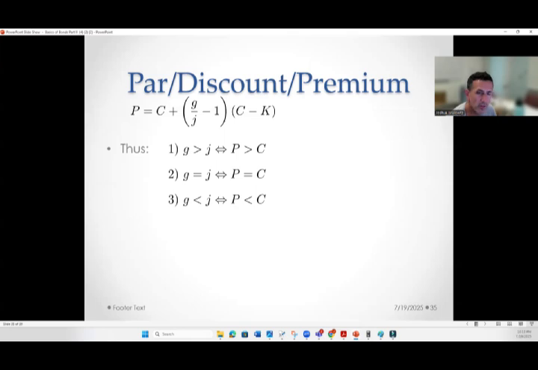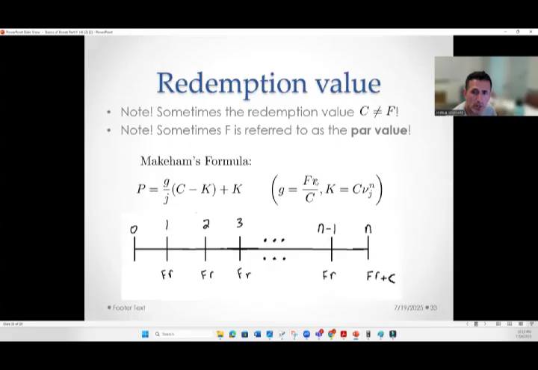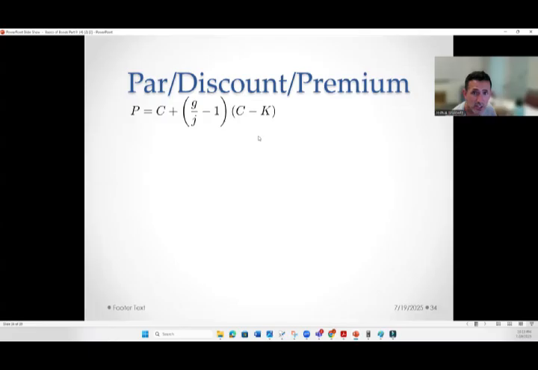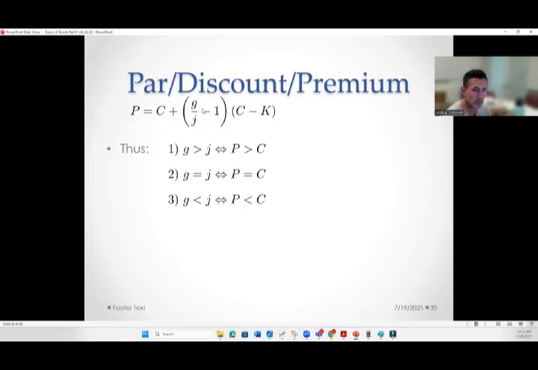You can go through it yourself if you'd like, except instead of R over J, we have G over J. And like before, K is C Vj to the n, which is always less than C. So this is always positive. So P minus C is positive precisely when this is positive, P minus C is negative precisely when this is negative, and P equals C precisely when this equals 0. Same thing as G.